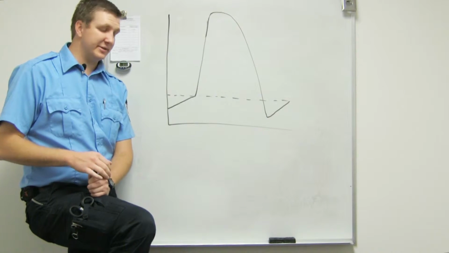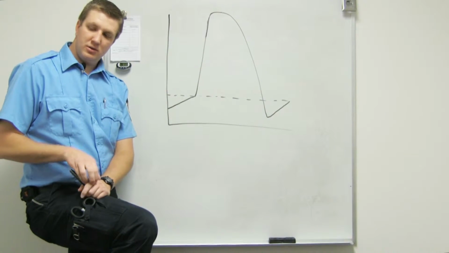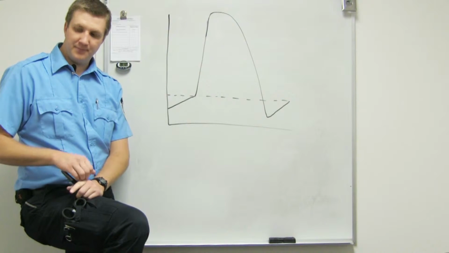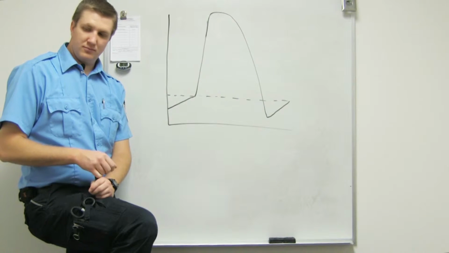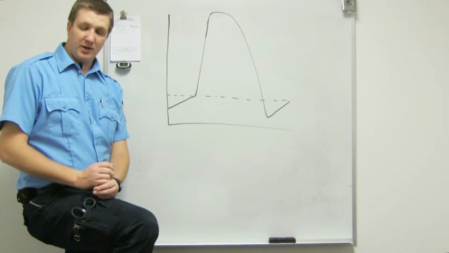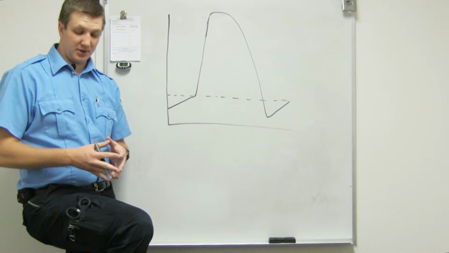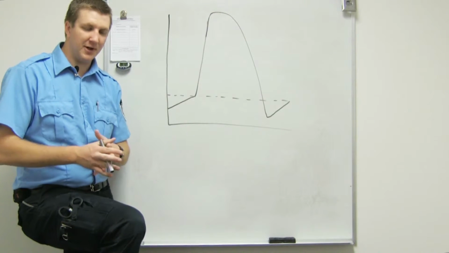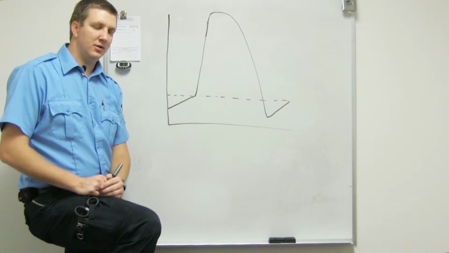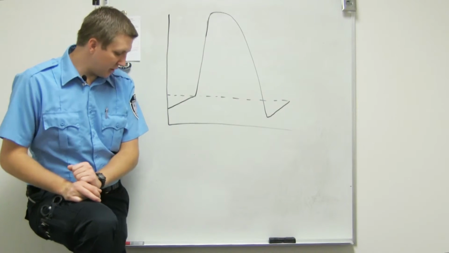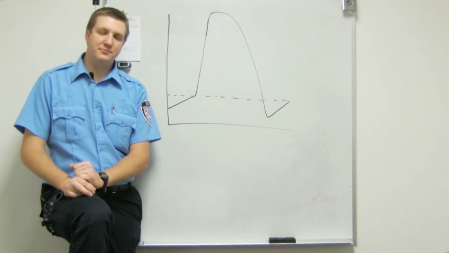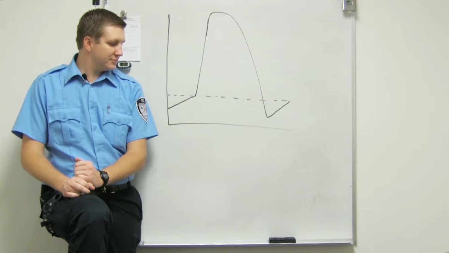That's probably the biggest one. I want to talk about Starling's law of the heart. So when the walls are stretched, the greater the preload, the more the walls of the heart are stretched, the greater the stroke volume is going to be. That's Starling's law. The greater the preload, the greater the stroke volume.